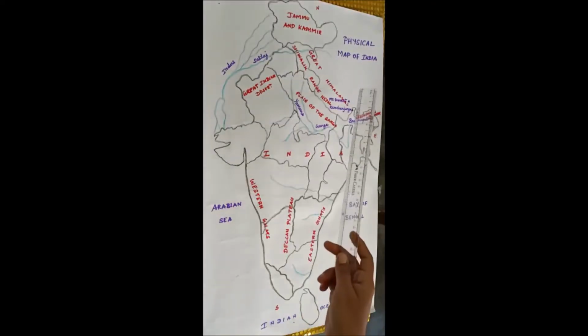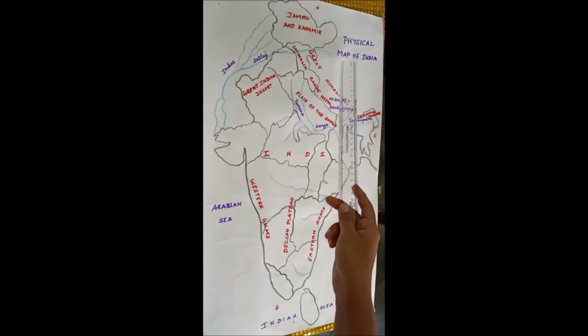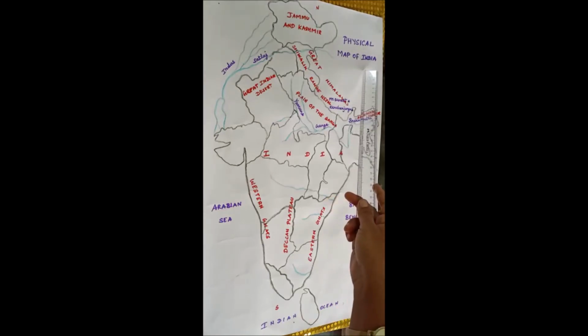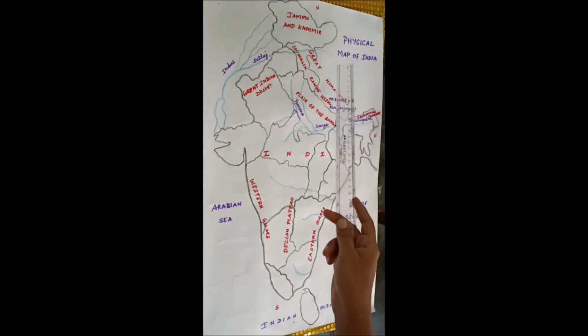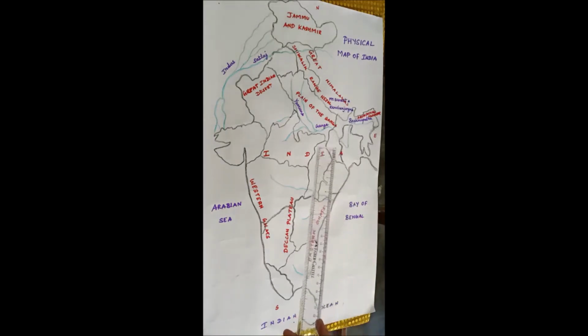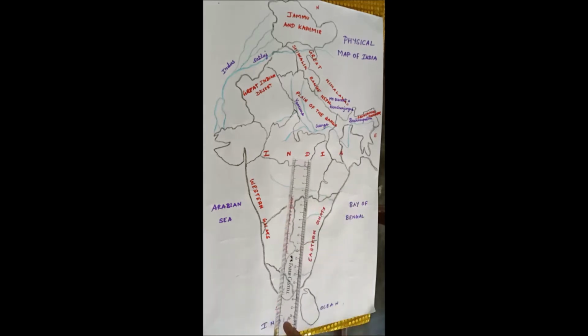Students, this is the physical map of India. Children, what I have said before is that India is broadly classified into 6 natural regions, isn't it? We saw about the North Mountain Ranges, the Northern Plains, the Great Indian Desert. The first topic is the North Mountain Ranges.